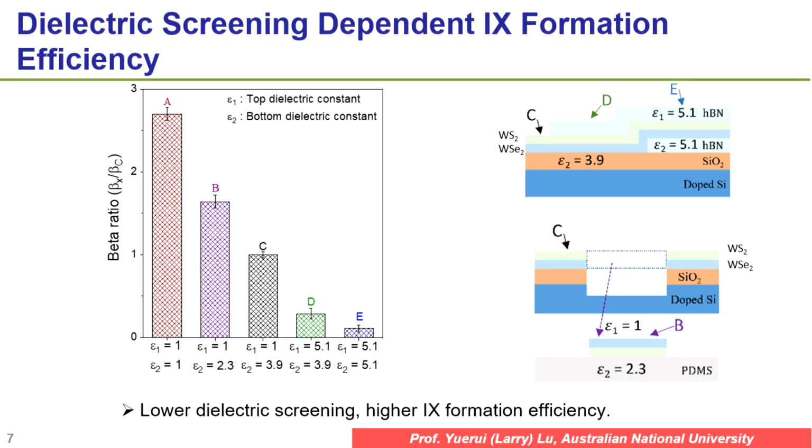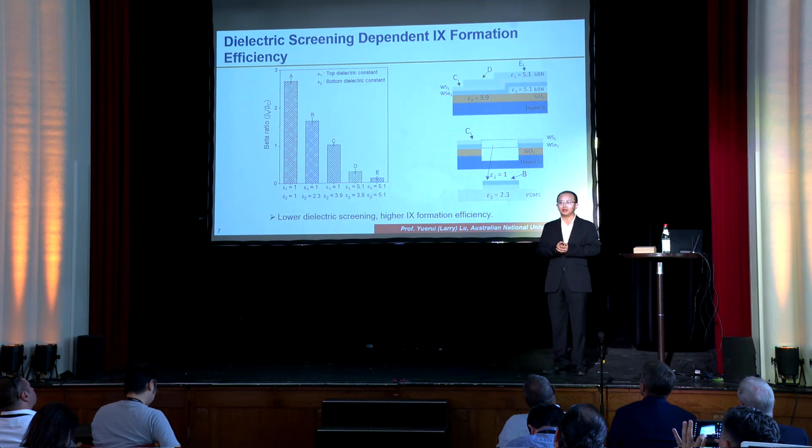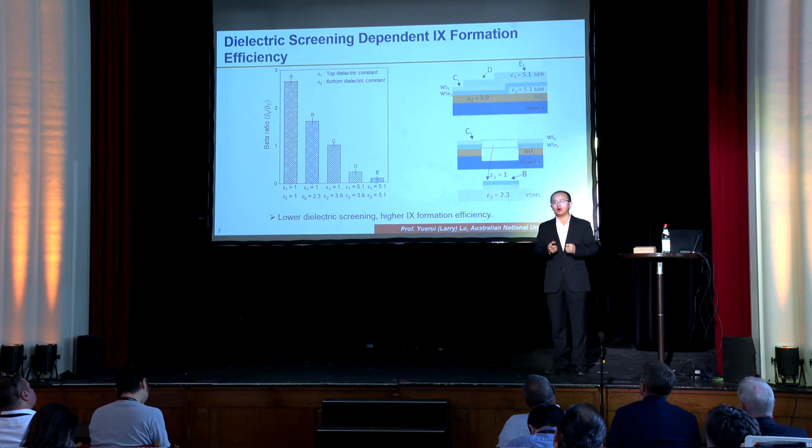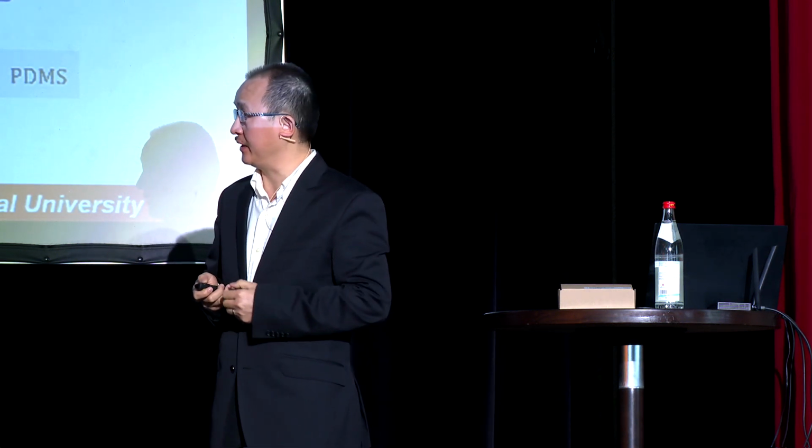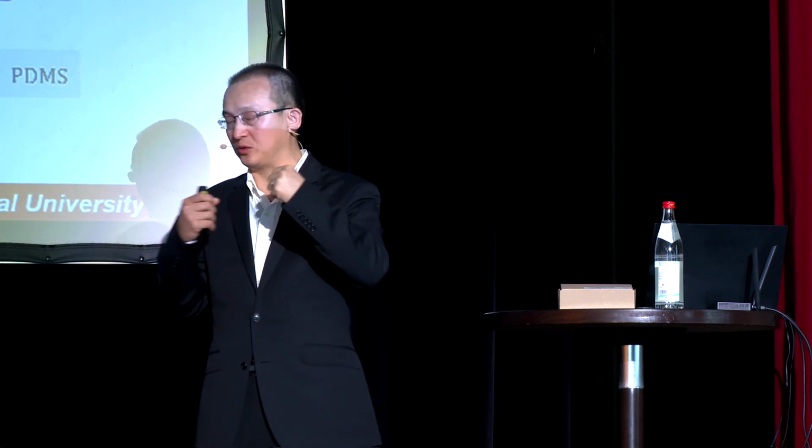So from this chart, we can clearly see that when we reduce the dielectric screening, the beta value will increase dramatically. So this further confirms that lower dielectric screening will introduce a much higher formation efficiency of the interlayer excitons in the system. This is consistent with some theoretical calculations, because when we reduce the dielectric screening, the electron and the hole wave functions will produce a larger overlap. This will introduce a much larger chance for the transition between the electron and the hole.